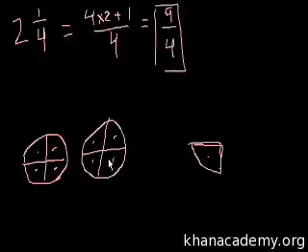And this will work with any fraction. So let's go the other way. Let's figure out how to go from an improper fraction to a mixed number. Let's say I had 23 over 5. So here we go in the opposite direction.